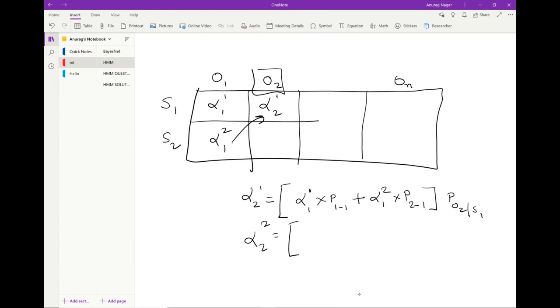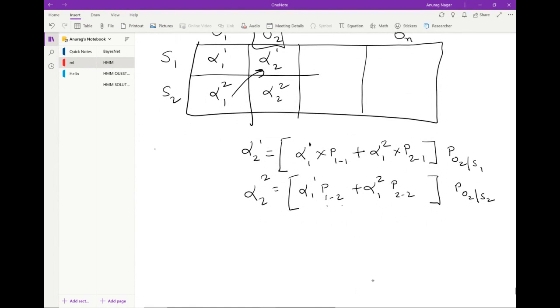Well, obviously you have to change very little here. So alpha 1, 1 will be there, times the probability of the 1 to 2 jump, start, end. Alpha 1, 2, times the probability of the 2 to 2 jump. And this one, the probability of outputting O2 from state 2. So you have computed this alpha 2, 1, alpha 2, 2. Similarly, you can go down this thing.